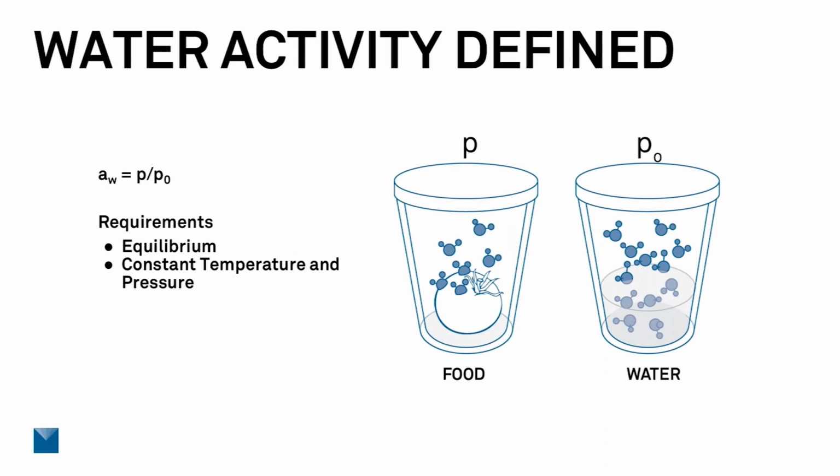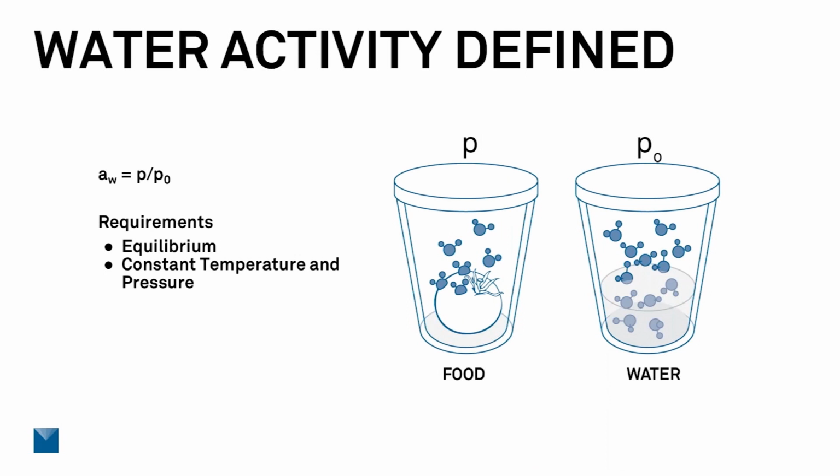Those molecules will produce a specific pressure inside a sealed container. This pressure is compared to the pressure produced by pure water, as demonstrated in the container on the right. Since this is a ratio between two pressures, water activity is unitless and on a scale of 0, no energy, to 1, the same energy as pure water.